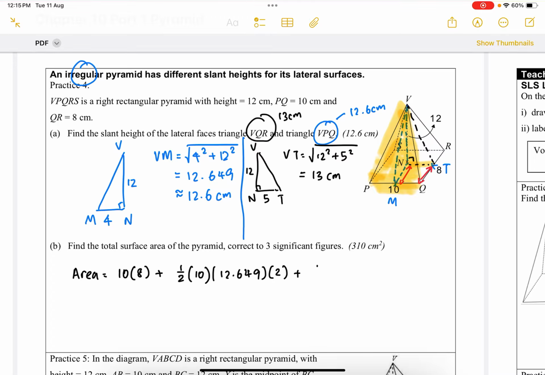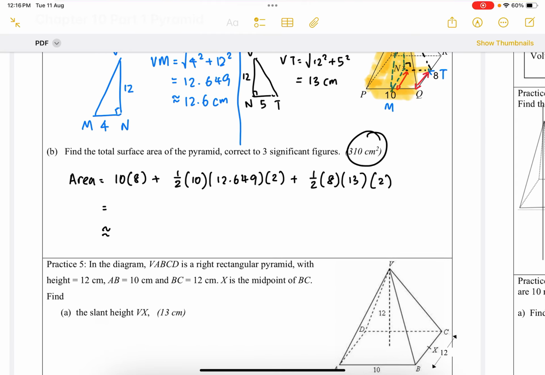Now we do half times the base. This time the base will be 8. The perpendicular height we calculated earlier on, it was 13. So this is the area for the triangle on the right hand side called VQR. You multiply by 2 again, because there's another one on the left which is the same, VPS. You add all these up and round it off. Your answer should be 310 square centimeters. Go and try it out.